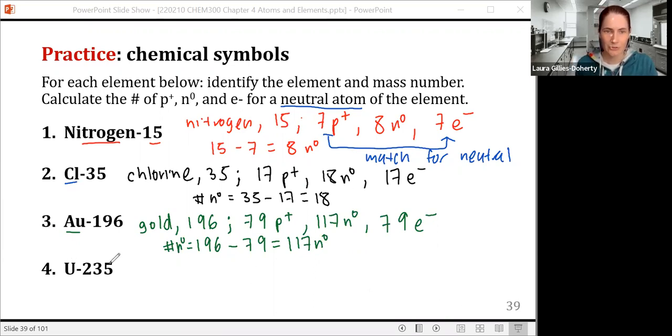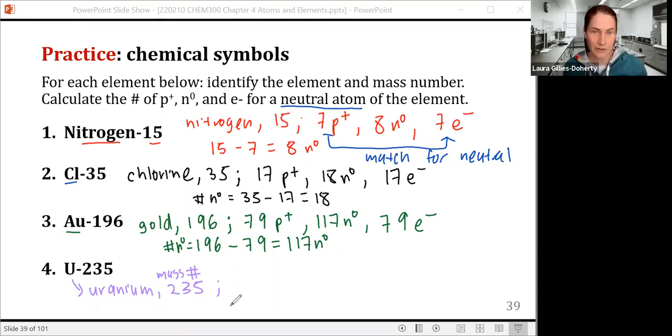Last one, U-235. Let's figure out what U is on the periodic table. It's uranium. So we have uranium. Its mass number is 235. And then if we want to figure out how many protons it has, let's check its atomic number on the periodic table. Uranium has 92 protons.